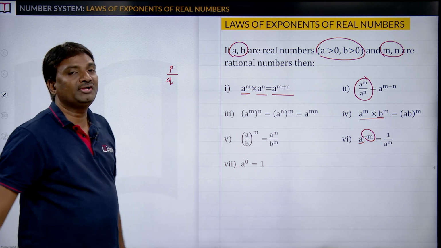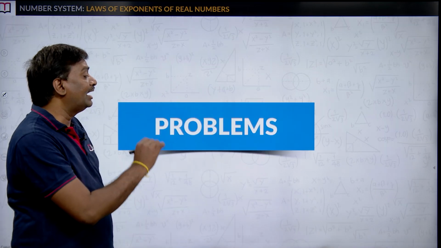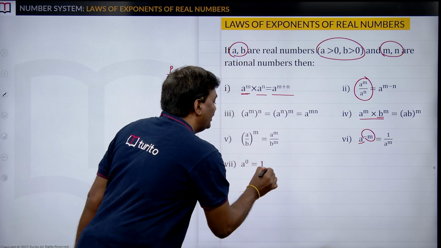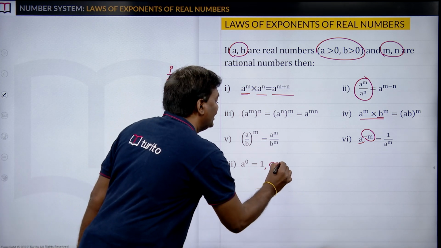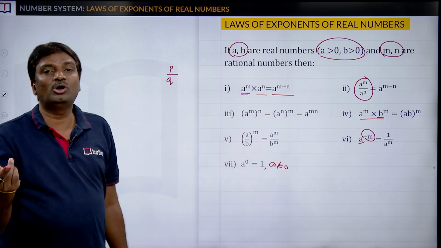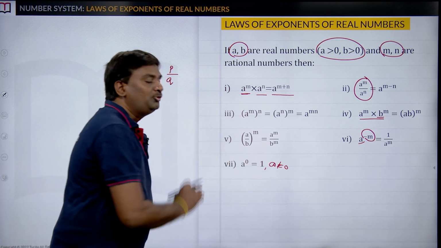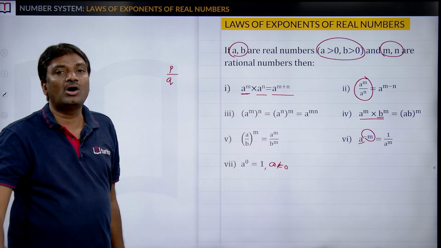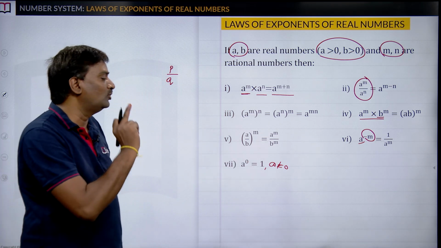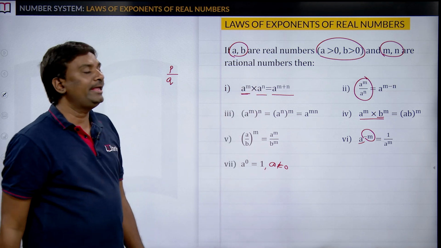Next, a power 0 equals 1. In place of a you may take any number other than 0. Here don't consider a as 0. If you take a equal to 0, then you will get 0 power 0, that is not defined. That's why you must take a as a non-zero number. So whatever the base a may be, if we have the power 0, then we can say the value is 1. A power m into a power n equals a power m plus n.